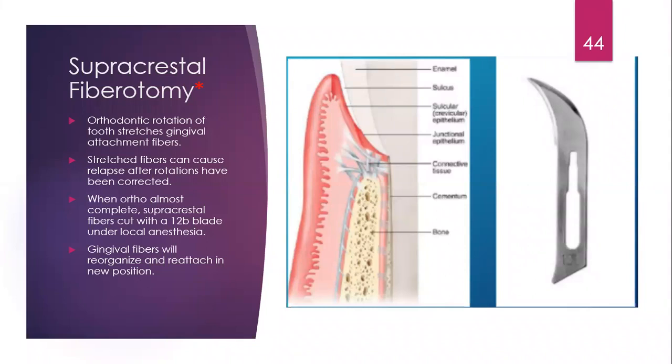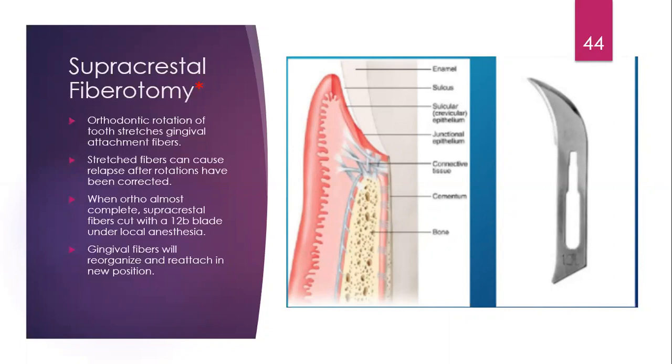Okay, so this particular procedure, definitely keep note of it. The supracrestal fibrotomy. So with orthodontic rotation of the tooth, it stretches the gingival attachment around that tooth. The stretched fibers can cause relapse after rotations have been corrected. When ortho is almost completed, the supracrestal fibers are cut with a 12B blade under local anesthesia.